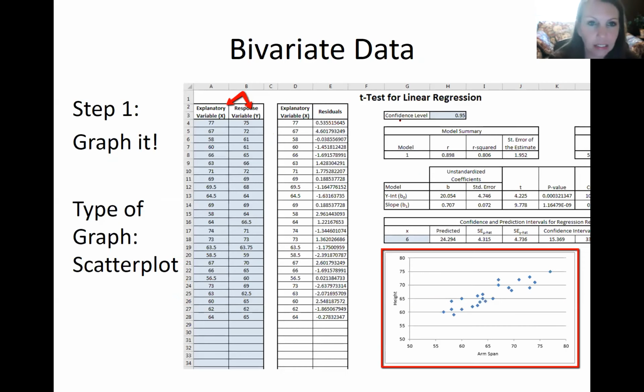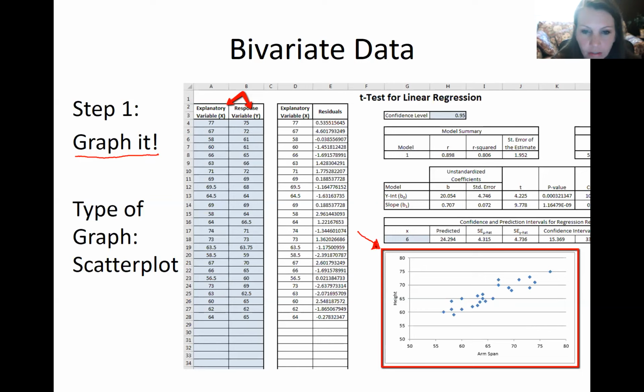So in Excel, we can have Excel do all the different analyses for us, which is pretty great. So the first thing we want to do is graph it. We want to construct a scatter plot. So first thing you need to do in Excel is enter in the data where it says explanatory variable and response variable, making sure you have the right variable in the right column and pasting those in there. And when you do that, then over here, it should create a lovely scatter plot for you.